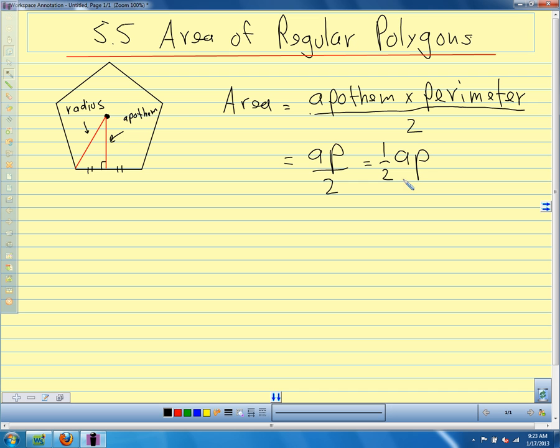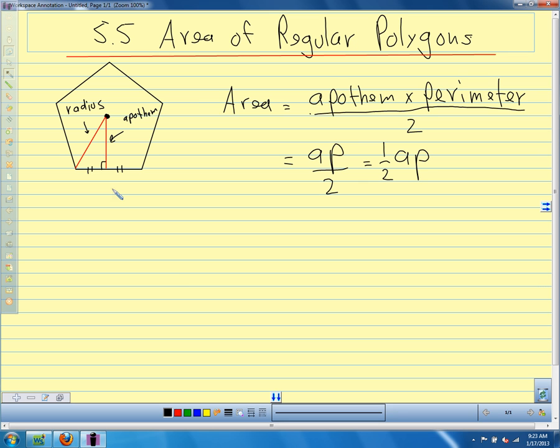Now for any shape, how do we find the perimeter? You just add up all the sides. So there's not really a formula for the perimeter. You're just adding up all the sides. So we'll do an example in just a second.